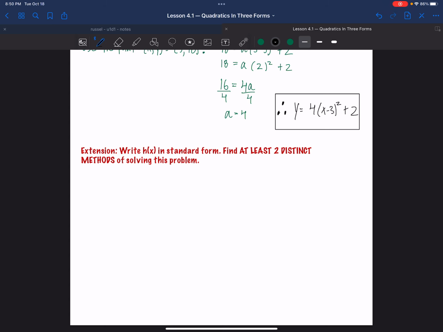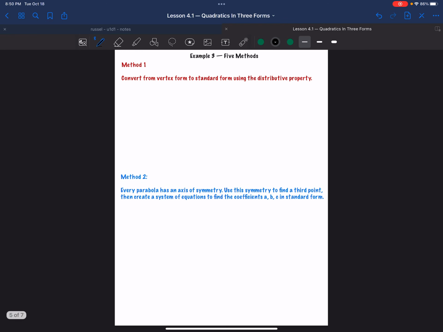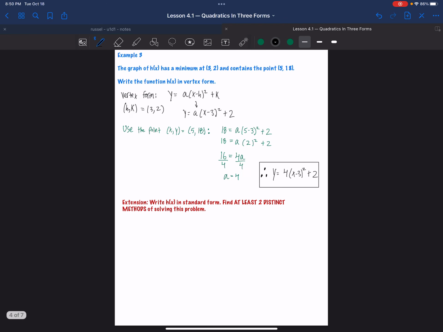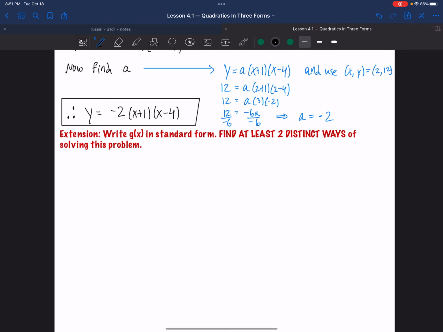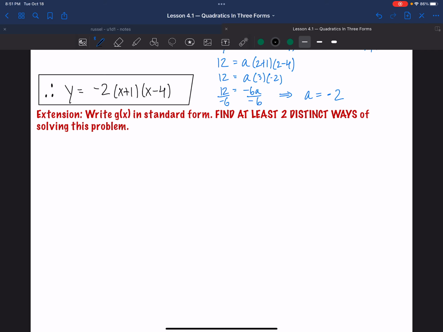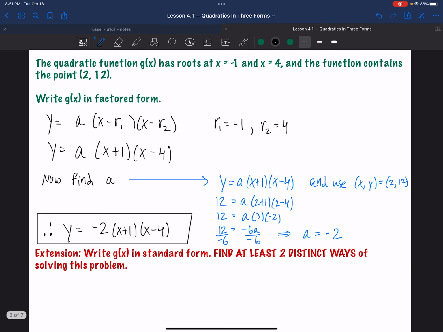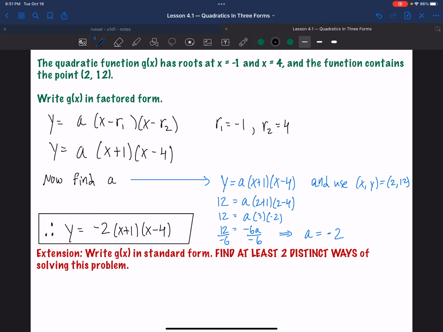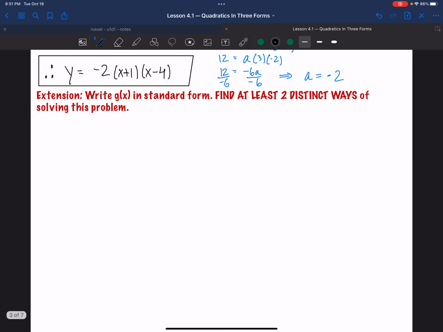I am going to save that for the next video because there are 5 methods of doing this so far that I've found. And I will save that for the last video. But to wrap up this video, because this is important, and you do need to know this: going back to example 2, it's the same problem, but suppose instead of saying factored form, it asked, write g of x in standard form. So, how could I do this?